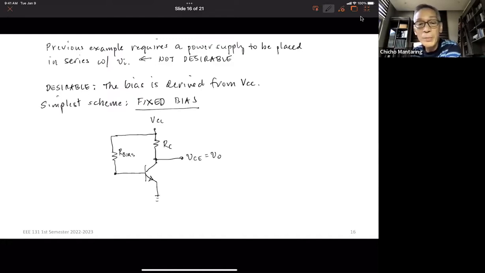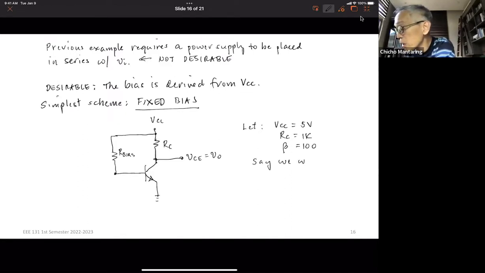Okay, how does this bias the transistor? So let me make an example. Kunwari, let's say VCC equal to 5 volts. Let's say RC is equal to 1K. So let's put easy values here. Let's say beta is equal to 100. And then, this is related to the question asked earlier. Anong value ng VCEQ?